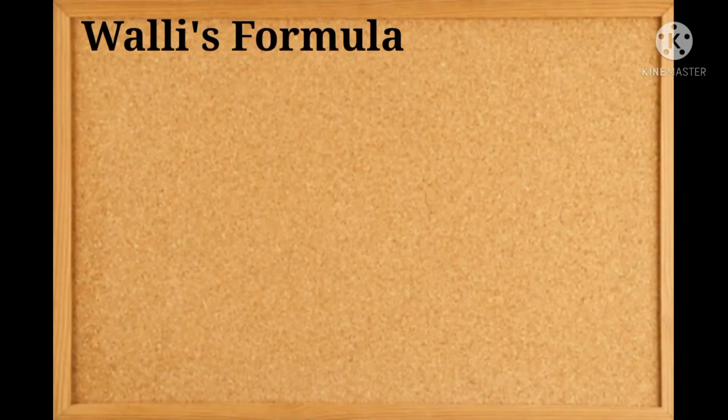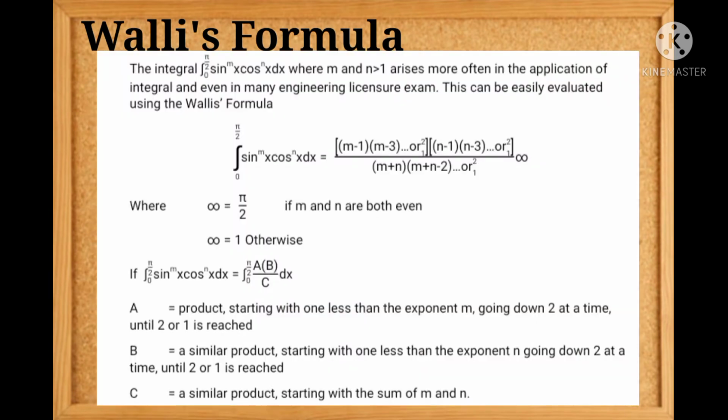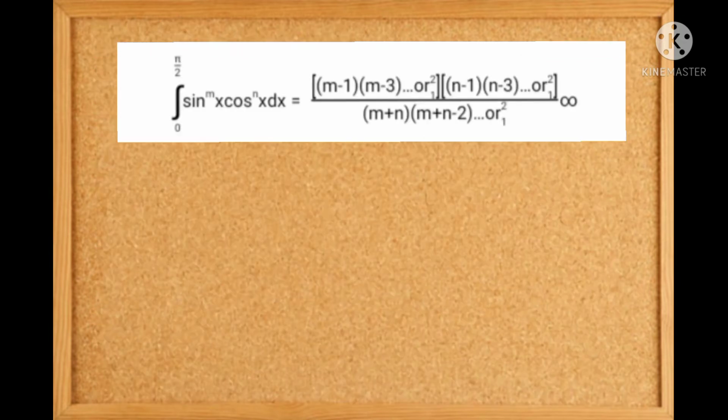Let's proceed with the Wallis formula, which is the integral of sin to the m of x times cos to the n of x dx is equal to m minus 1, m minus 3, until it reaches 1 or 2, times n minus 1, n minus 3, until it reaches 1 or 2, over m plus n, m plus n minus 2, until it reaches 1 or 2, times a factor. So this is the Wallis formula.